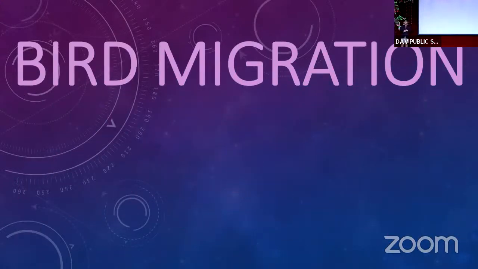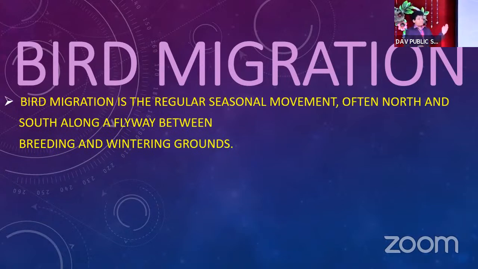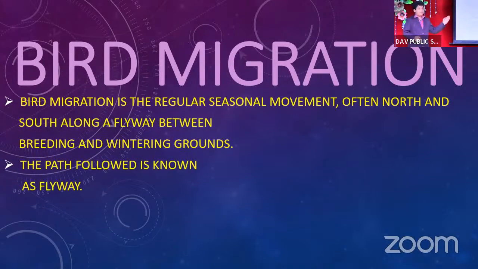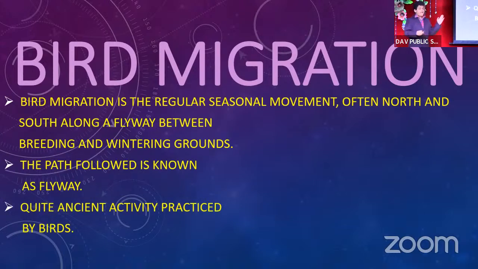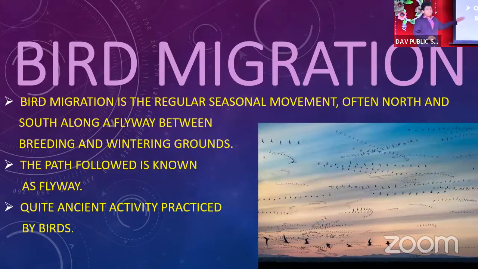Now, the first question that comes to our mind is, what is bird migration? Bird migration is the regular seasonal movement of birds north and south along a flyway between breeding and wintering grounds. The path followed is known as the flyway. It is a quite ancient activity practiced by birds. This is the picture of bird migration.